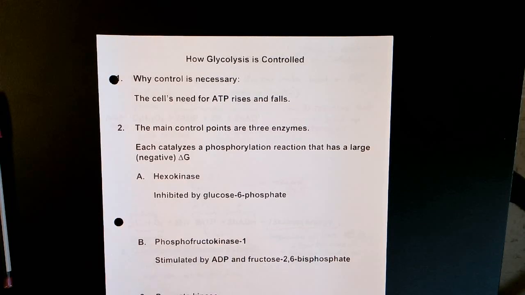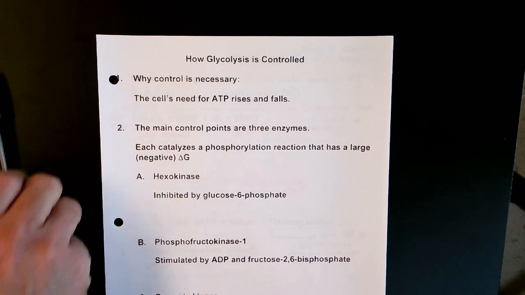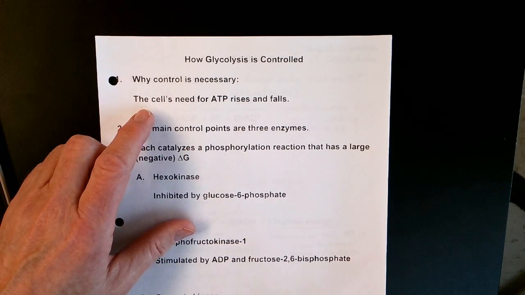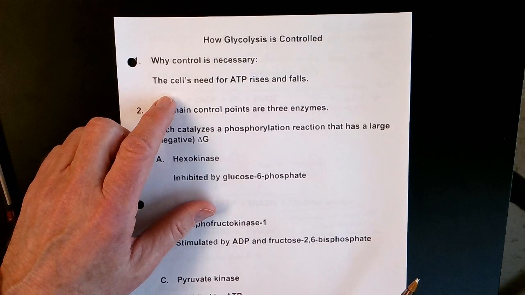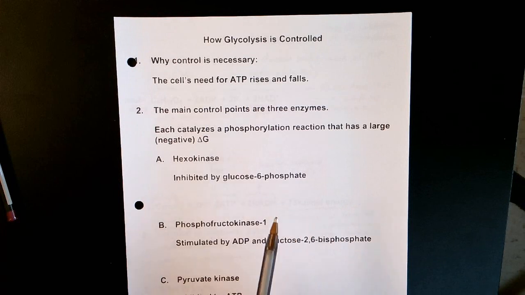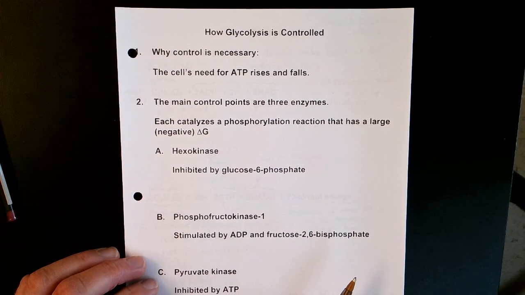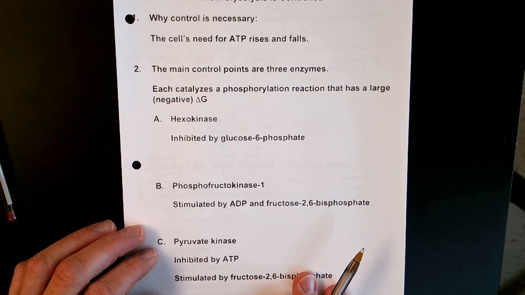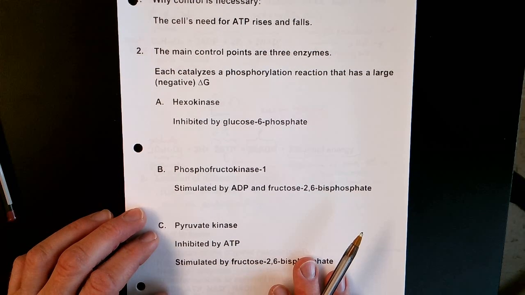So here's the control of glycolysis. It's not always wide open as fast as it'll go all the time in every cell. There'd be no point in that. And I think the reason is pretty obvious. If you're exercising, you need more ATP because you're consuming it more and you need to regenerate it. If you're asleep, you probably don't need as much ATP, unless you're like me and kick around a lot.